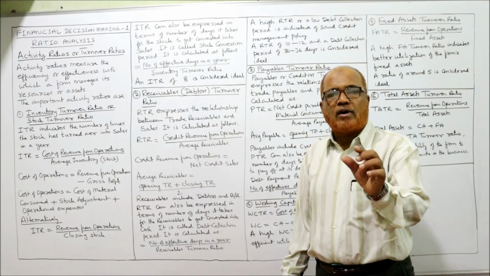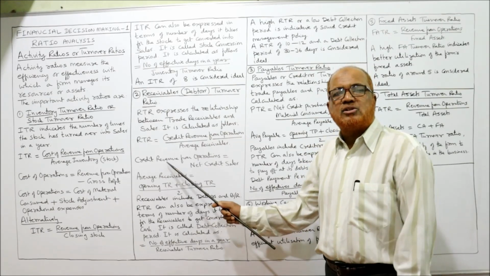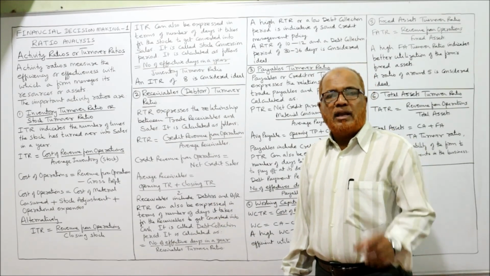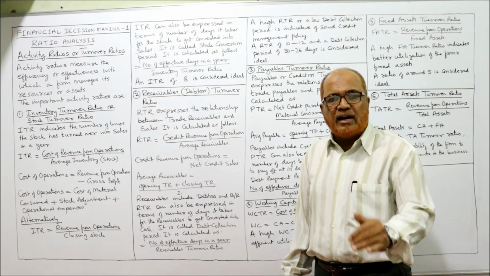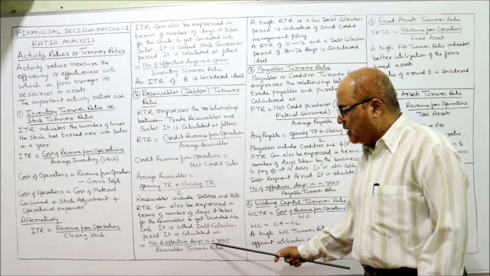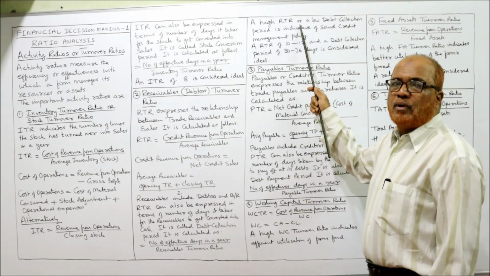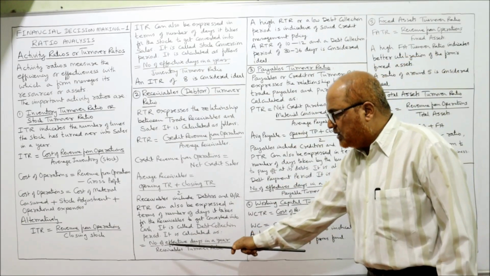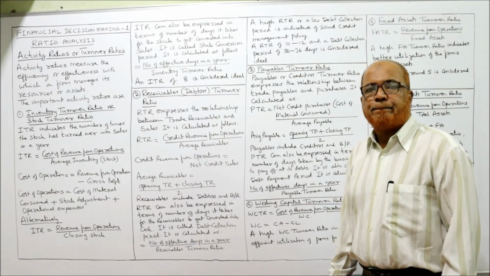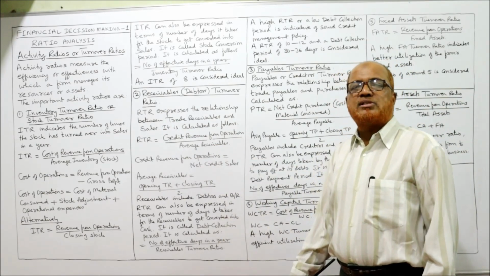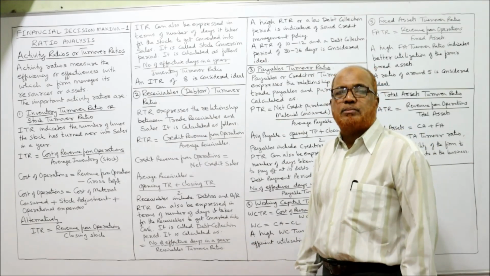For that, use the formula: number of effective working days in a year divided by receivables turnover ratio. Here is the formula. A high receivables turnover ratio means a low debt collection period. The number of days you get from this formula is called the debt collection period. That means calculating the receivables turnover ratio in terms of days is called the debt collection period.